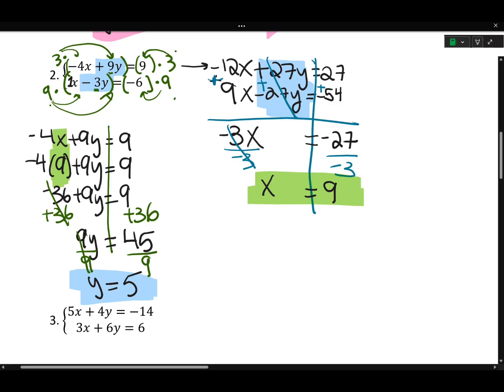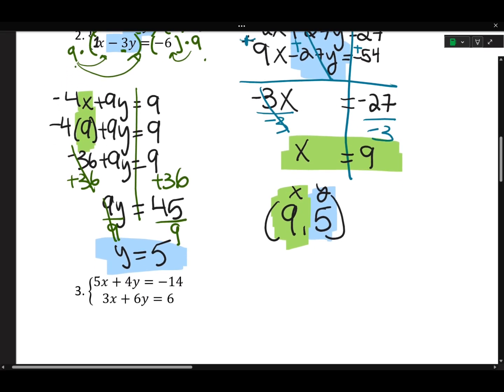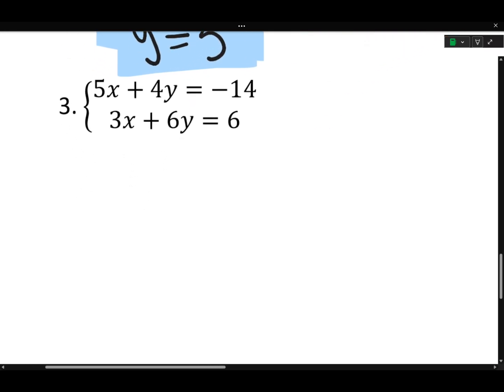Let's write down our answer. 9, 5. Remember to always put it in order, x, y. Alrighty, let's check out number 3.